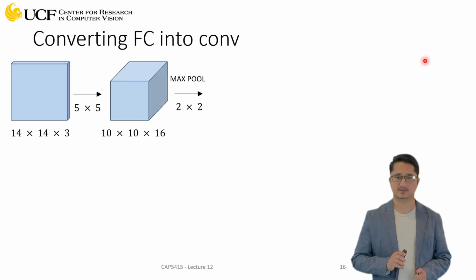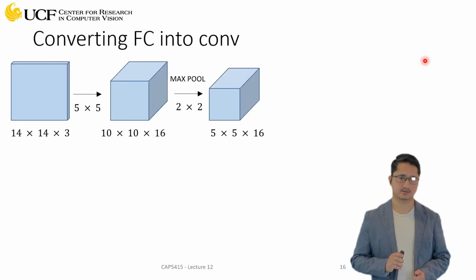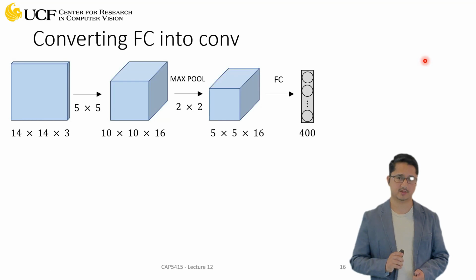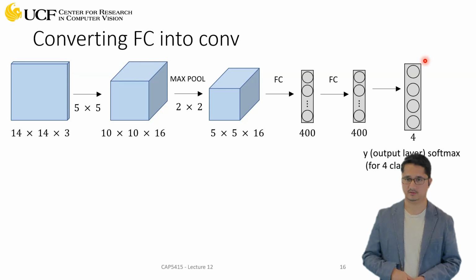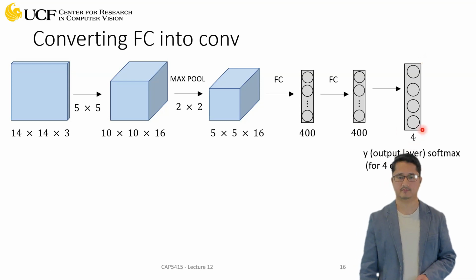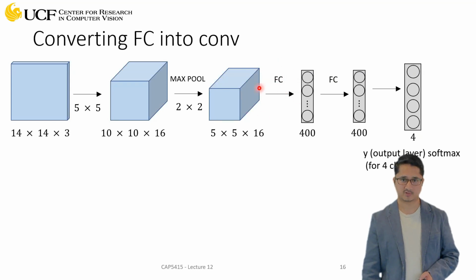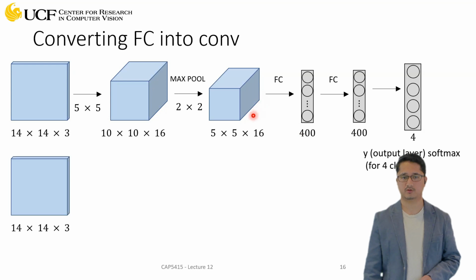So this is like one simple example. You have a CNN with a fully connected layer, so you'll have to flatten it, and finally you are getting, let's say, 4 different values. What is happening at this point is you will have to flatten this volume. So you will have a feature vector which has 5 cross 5 cross 16 different values, which will be connected to 400 different neurons.